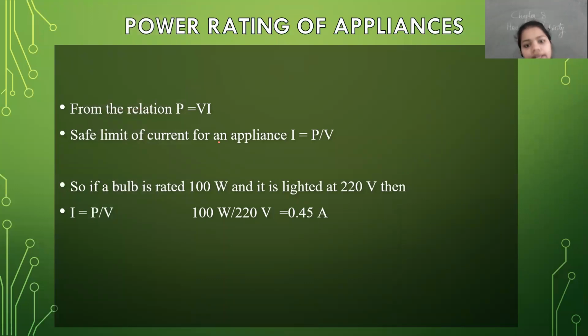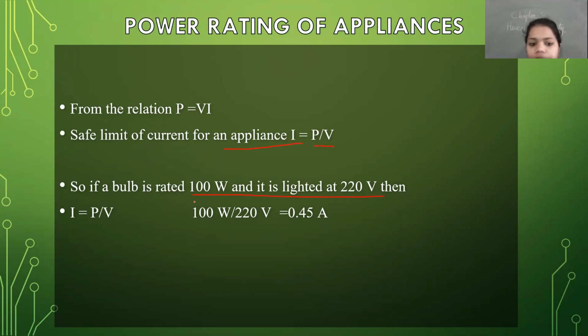What is the power rating? So we already have the formula that P is equal to V into I. Or I can say that the safe limit of current for an appliance, that is I, is equal to P upon V. So if I have a bulb which is rated at 100 watt and it is lighted at 220 volt, we know that our home supply is at 220 volt.